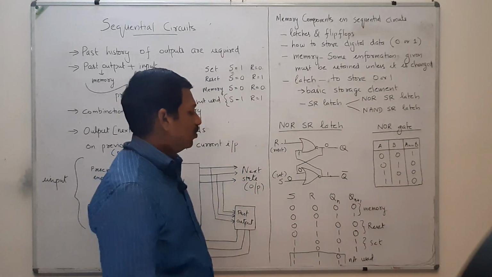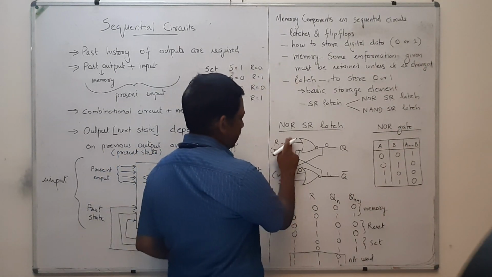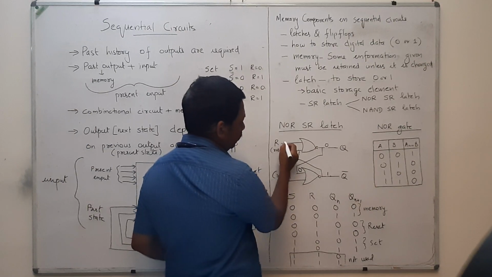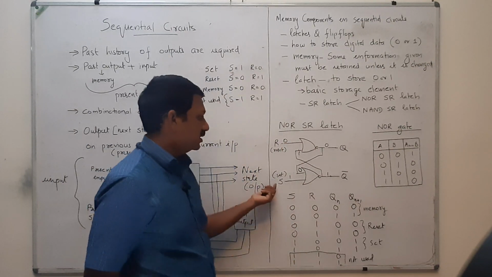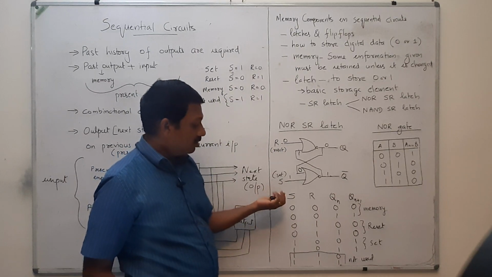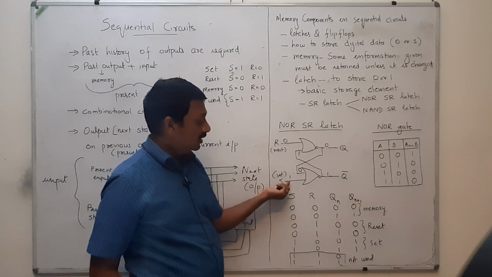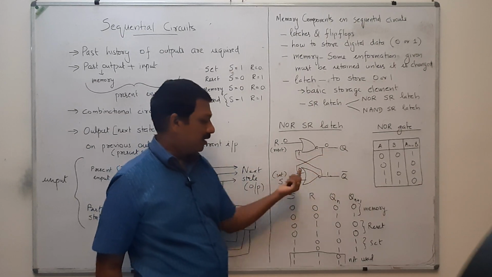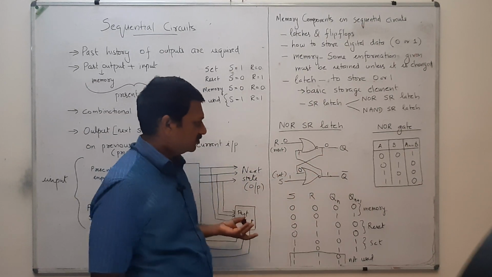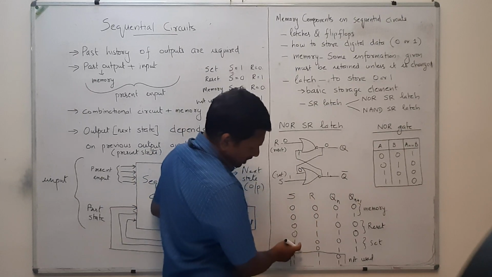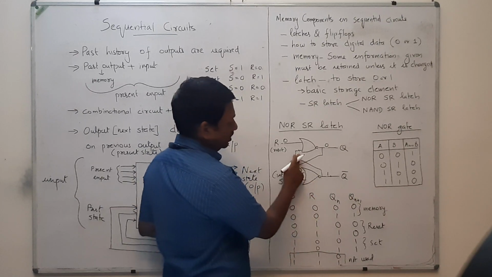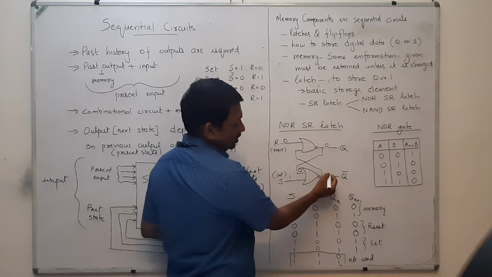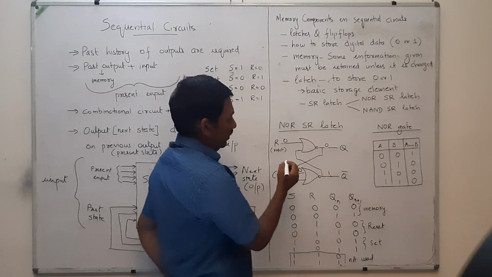Okay. Now, what will happen if S equal to 1 and R equal to 0? That means this is for setting Q. That is the meaning. Setting means, suppose that this is 1, 0 and the current output is 0. If this is 0, this is definitely 1.